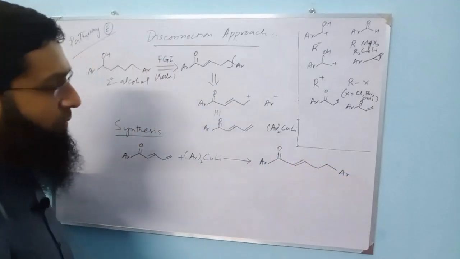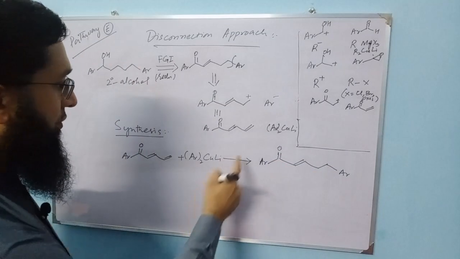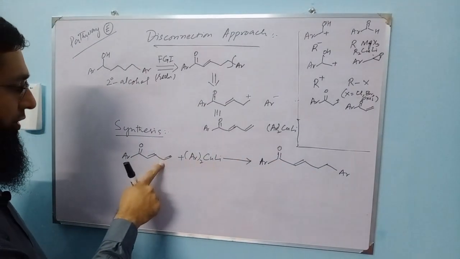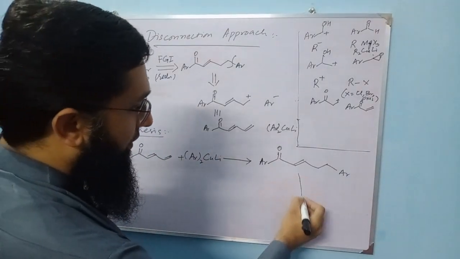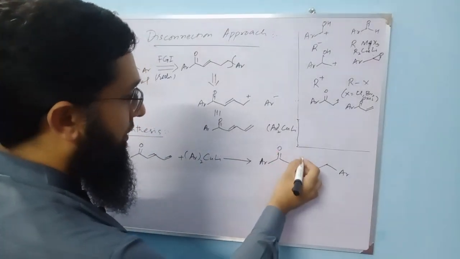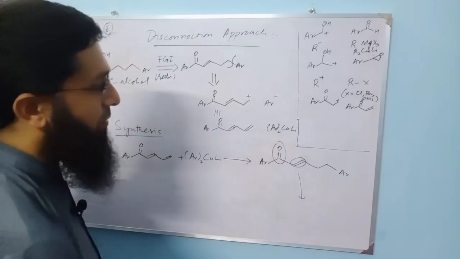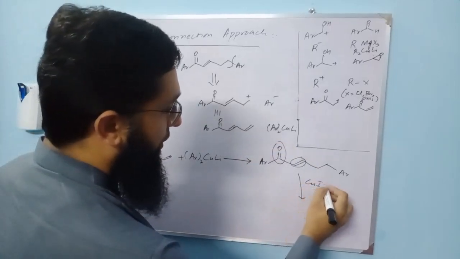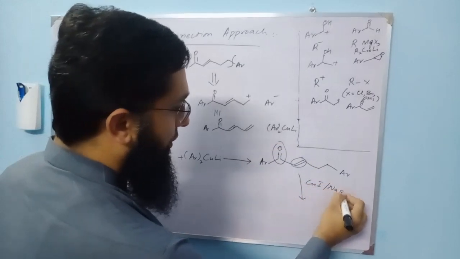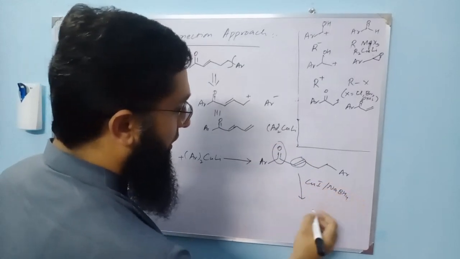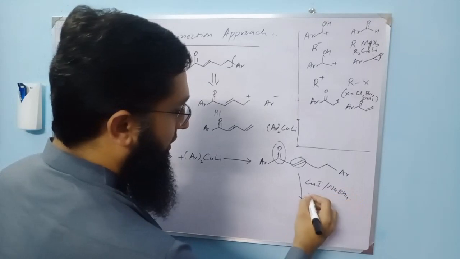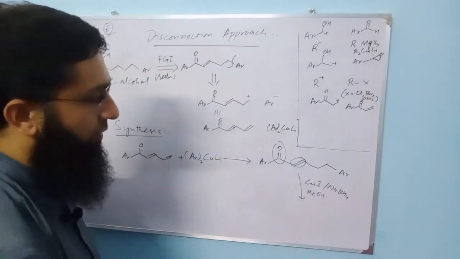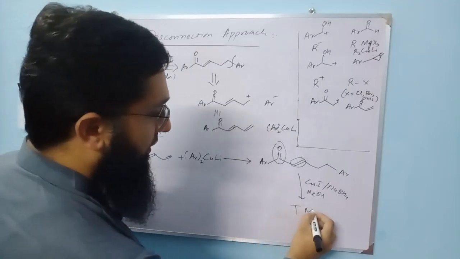We get this alpha beta unsaturated ketone as a result of this conjugate addition of this nucleophile to this electrophile. And now to reduce these two bonds simultaneously, we have to use a Lewis acid, copper iodide, with sodium borohydride as reducing agent, and methanol can be used as solvent, and we will get the target molecule.